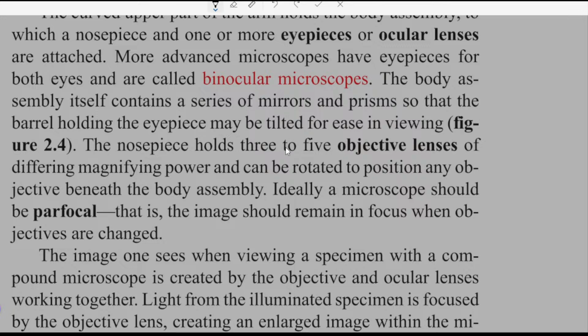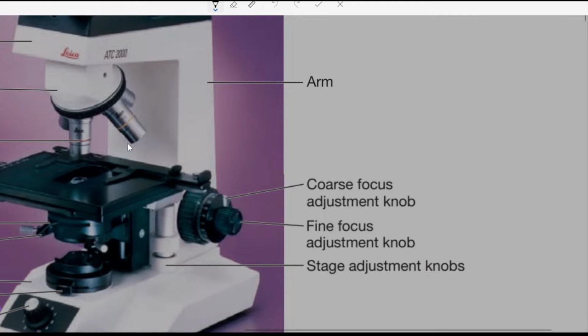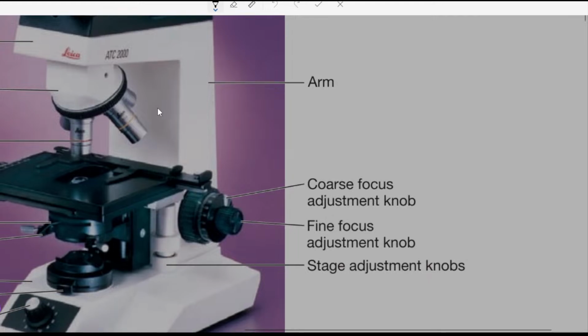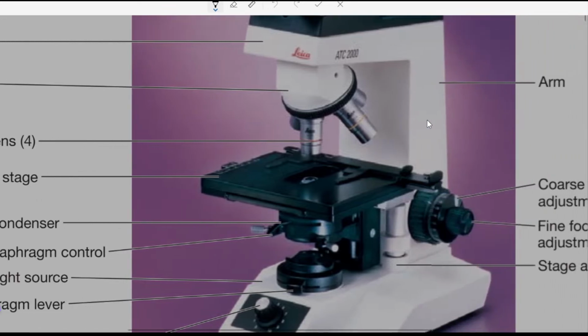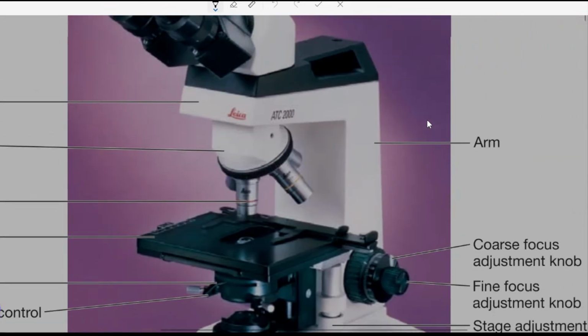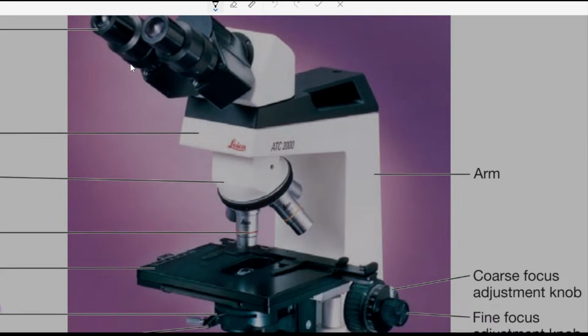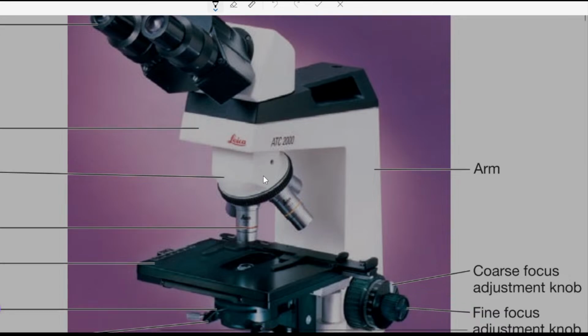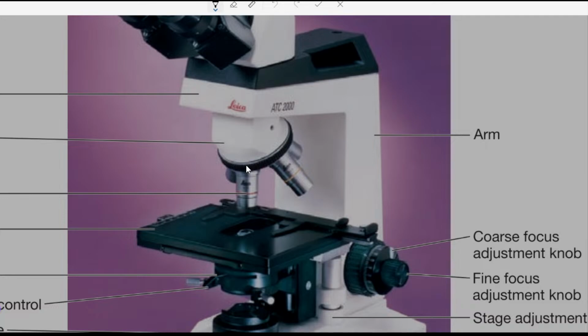So the barrel holding the eyepiece may be lifted for ease in the viewing. Yeah, it can be. Like, it can be taken out, right? The nose piece holds 3 to 5 objective lenses of differing magnifying power and can be rotated to position any objective beneath the body assembly. Guys, this is what they are talking about. Look, this is the nose piece. So why do they call it nose piece? Like this is our eyes, and there our nose is supposed to be here. Is it the nose of this arm? I don't know why they call this nose piece, but whatever.